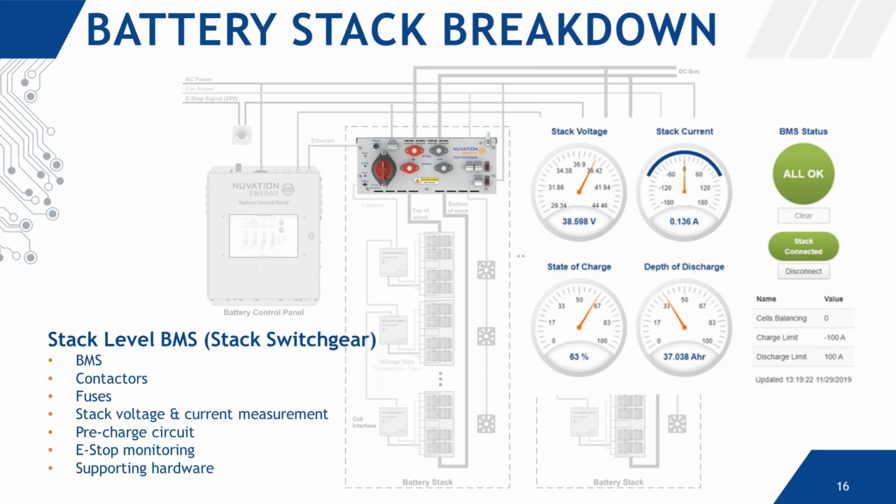On the side, we've got a snippet from our operator interface where you can see an example of some of the stack details displayed, which would come from our stack switchgear. So you can see things like stack voltage, stack current, the state of charge and depth of discharge, as well as, in the bottom right, some parameters for current limits as well as cell balancing.